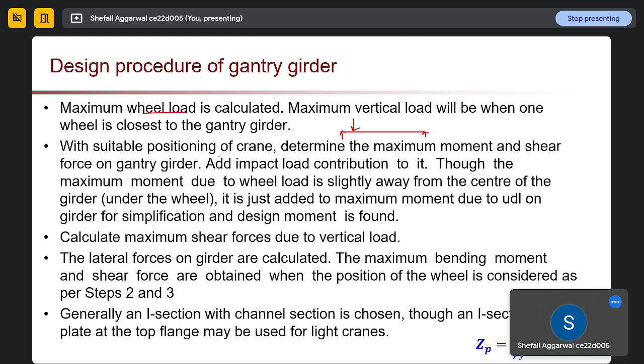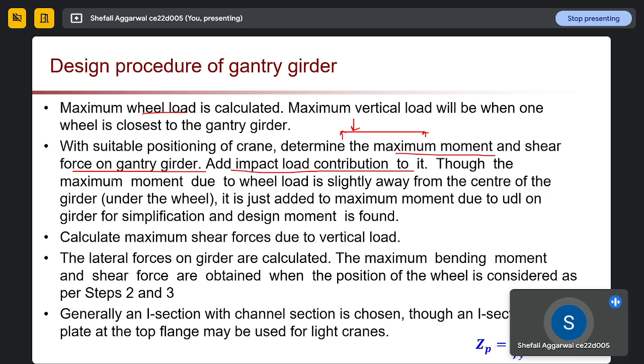Next, with suitable positioning of the frame, we determine the maximum moment and shear force on the gantry girder. Then we add the impact load onto it, as we have seen: 25% additional in case of an electric train and 10% extra in case of a hand-operated train. So that additional contribution due to impact load will be added.